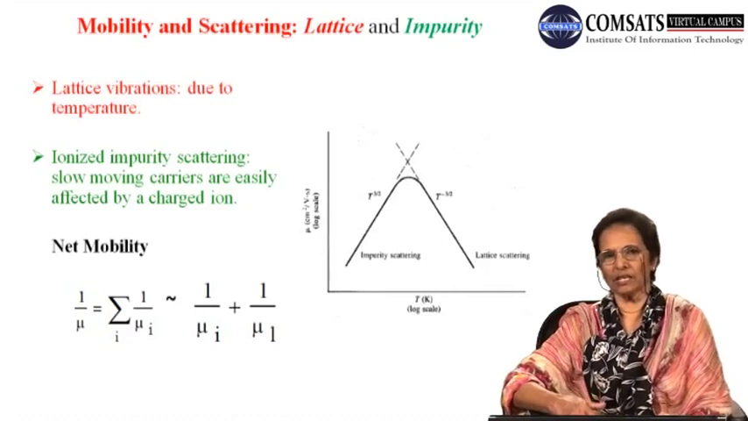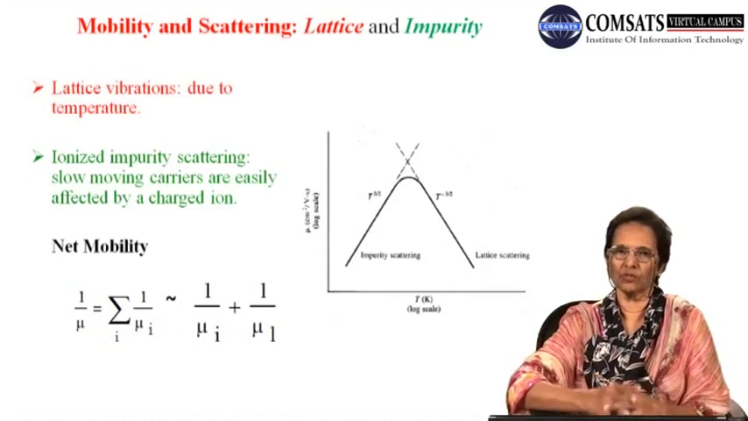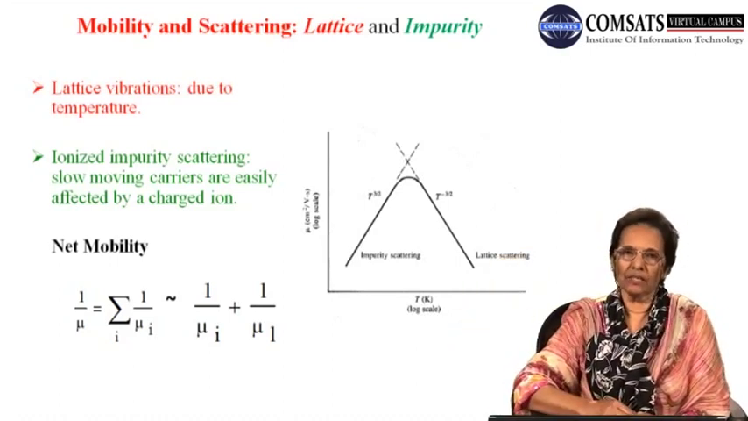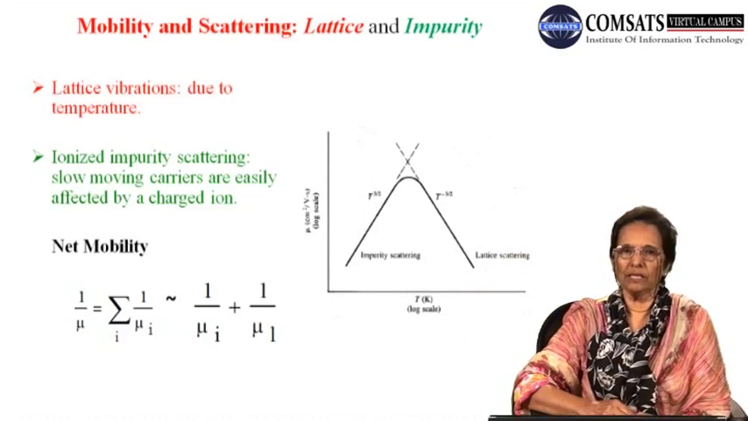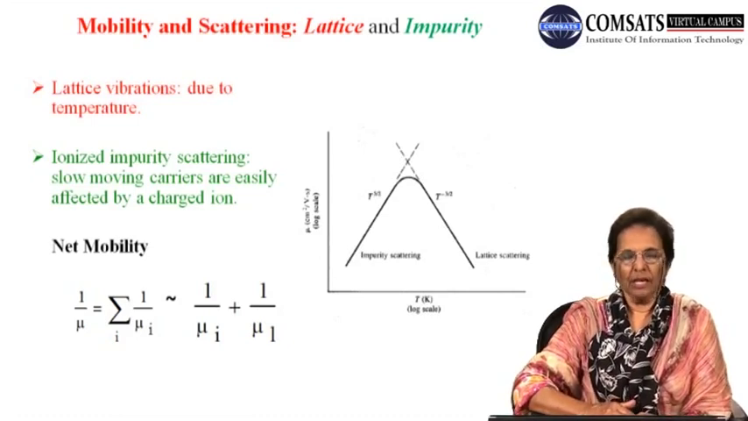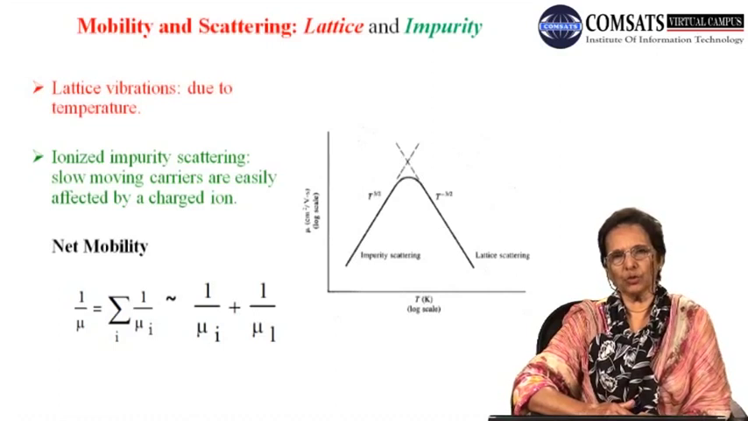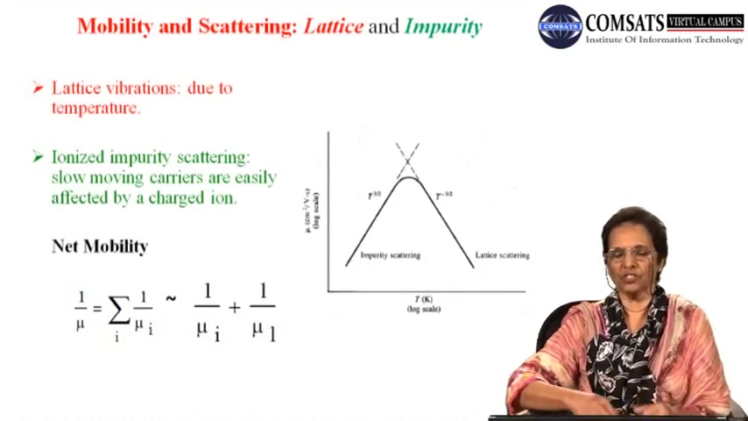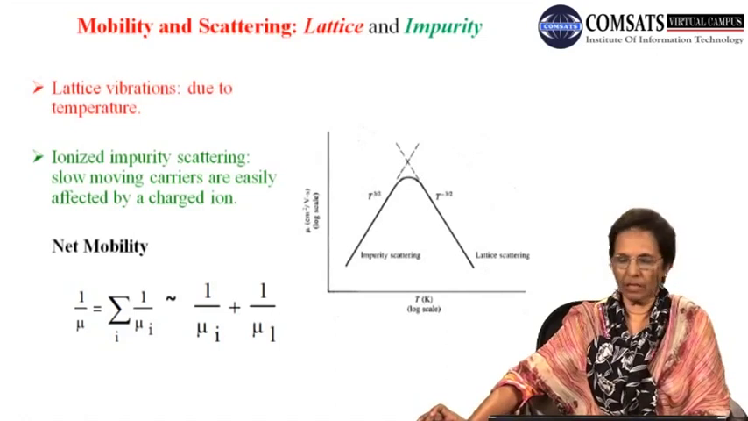And the same happens at higher temperature: because of enhanced lattice vibration, mobility now decreases. That happens at high temperature. So the right side part of this curve is known as lattice scattering or lattice mobility. On the left side it is the impurity scattering. If we sum it up, the mobility component due to impurity and the mobility component due to lattice scattering, you have a relationship shown at the bottom of the slide.